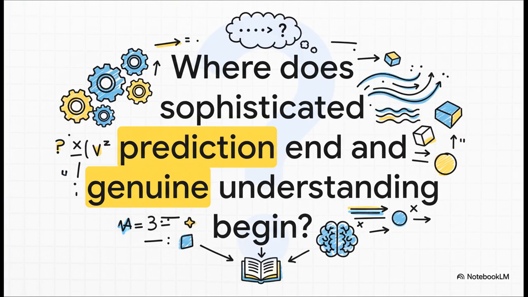And that leaves us with a pretty fascinating question to chew on. If these incredibly powerful models are built on such a simple foundation, literally just predicting the next word in a sequence, what does that really tell us about the nature of intelligence itself? And where do you draw the line between just being a really, really good predictor and having genuine understanding?